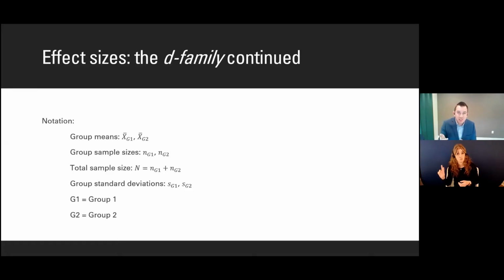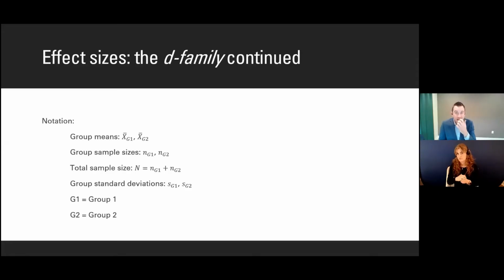The total sample size is represented by big N, and that's just the sample size for the first group plus the sample size for the second group. And then the last set of information we need are the standard deviations. So we need the group standard deviations.